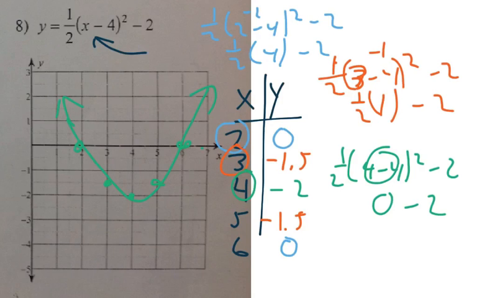Okay, guys. I hope you got something out of this video. I did 4 graphs. 2 of them were vertex form. 2 of them were intercept form. Know how to graph both of these forms.